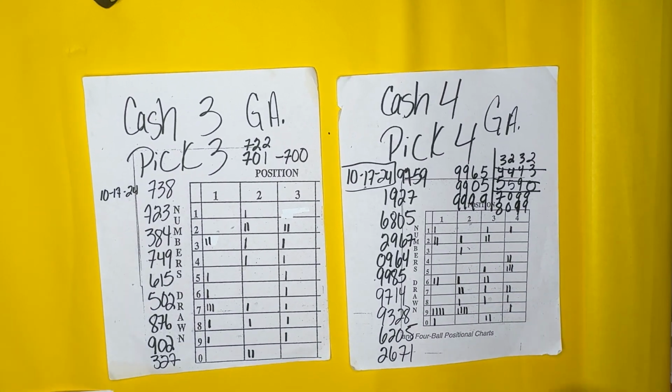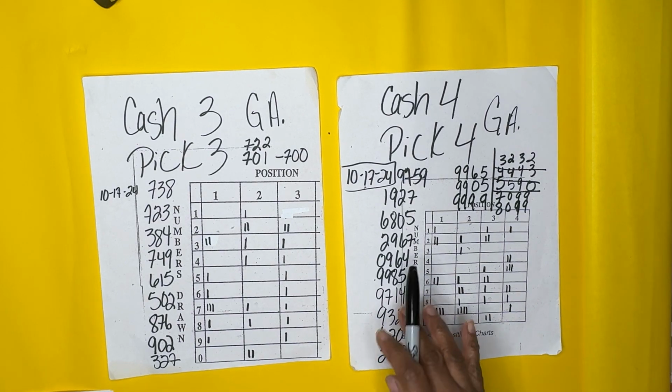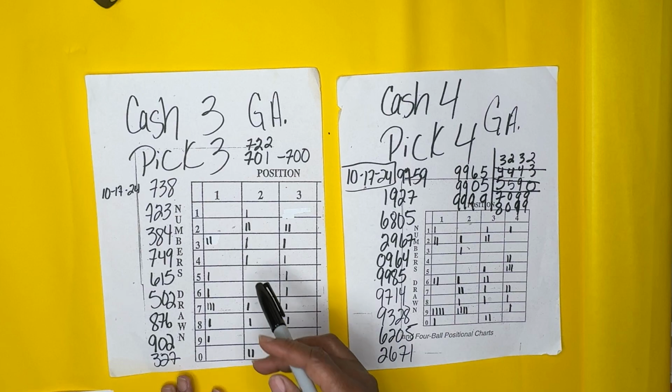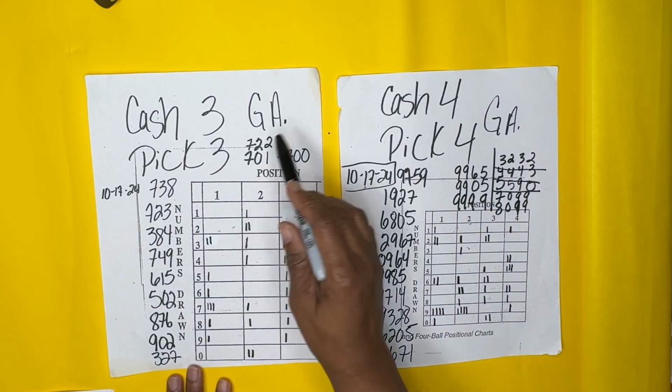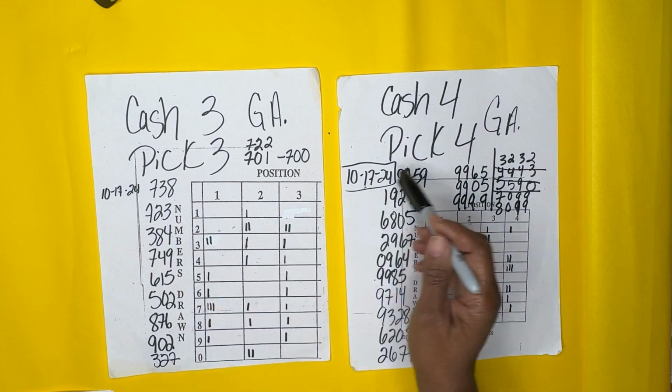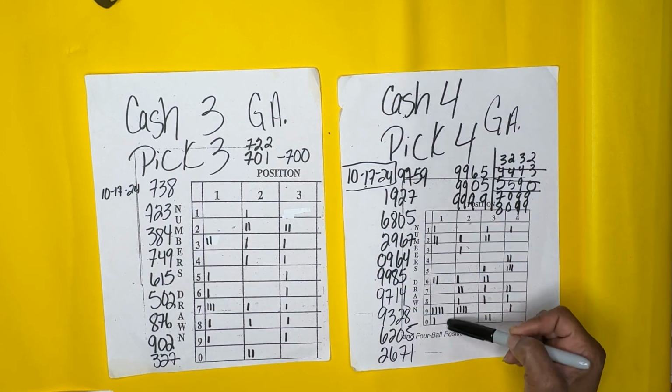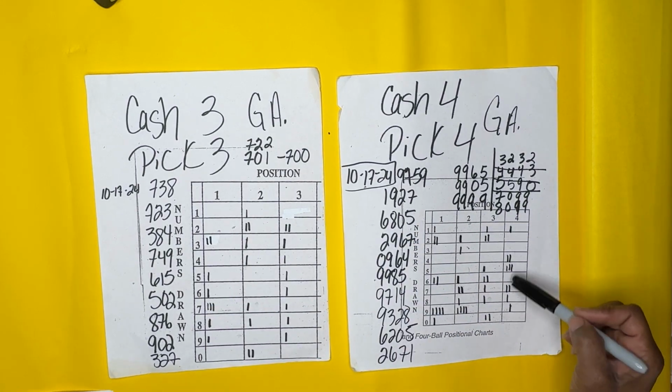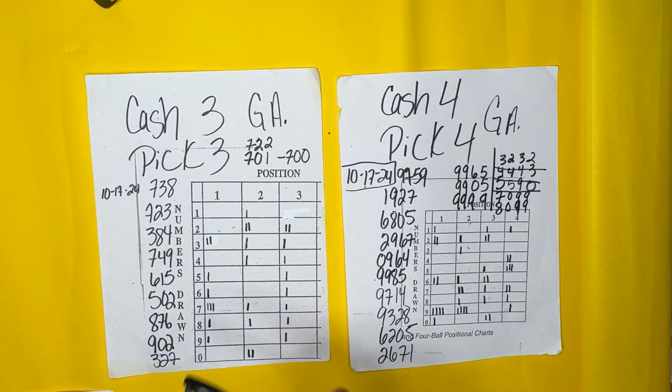Sorry, I didn't put them in the camera, but that's how you keep up with your daily, your weekly, your monthly hits. That gives you an idea on how to play, whether it's pick 4 or pick 3. You know what position. That's how you get straight hits on cash 3 or cash 4. So you have to count the position that they fall in. That way you'll know for a fact that you'll have a straight hit.